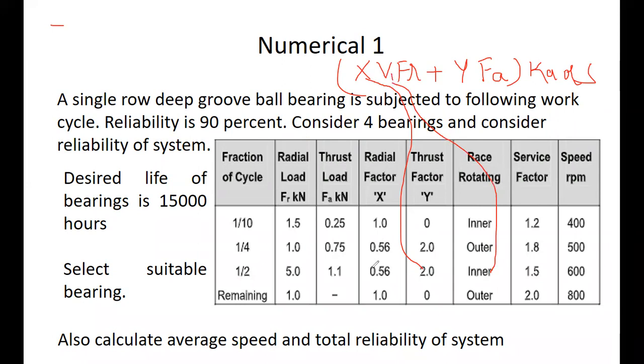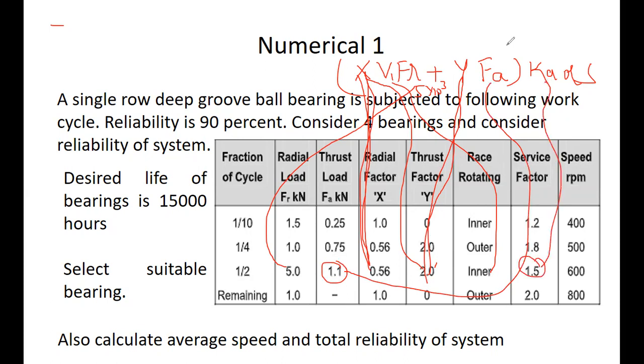FR, radial load is given 5 into 10 raised to 3. So 5000. Y is given 2. Sorry, I actually took this as 2, but X was 0.56 here. X is 0.56 and Y is 2, which is thrust factor. Thrust load is 1.1 into 10 raised to 3. And service factor here will be 1.5.